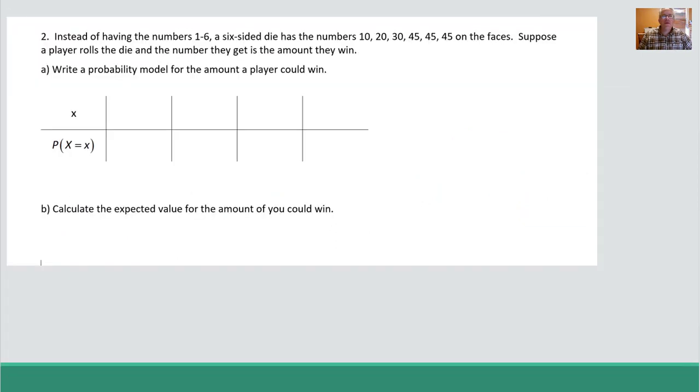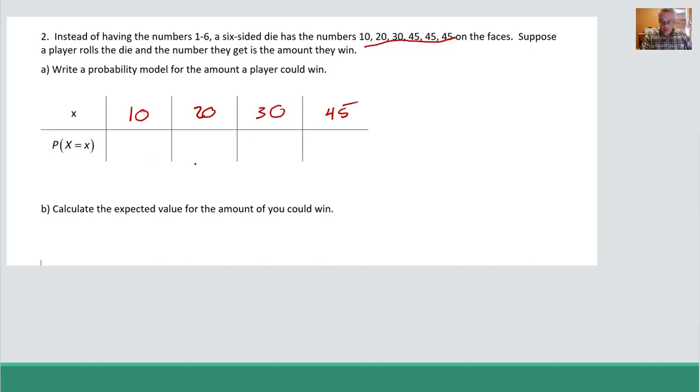All right, so here's another example. We have a 6-sided die, but instead of the numbers 1 through 6, it has these numbers on the faces. Well, whatever you roll, that's what you win. So this is only good news. We can only win here. We can win 10, 20, 30, or $45. All right, so let's put down what we could win. These are the values of our random variable. We can win 10, 20, 30, or 45.